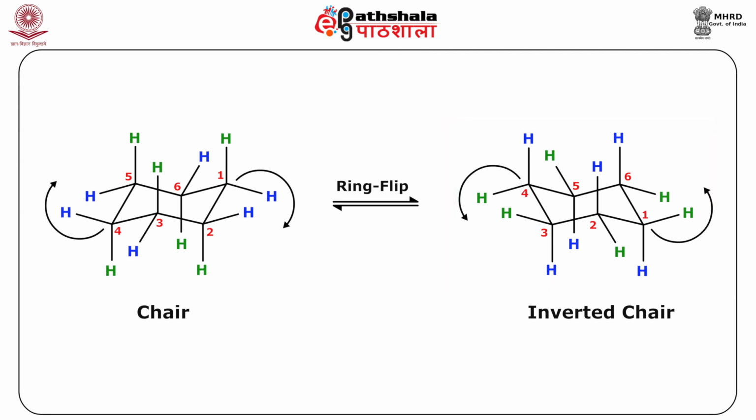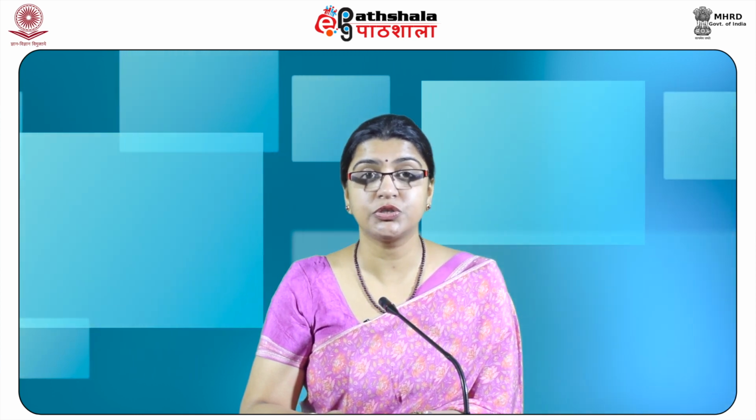The ring flipping is nothing but a rotation of a single bond in the molecule. An interesting point to note in this interconversion is that all the axial bonds in ring 1 become equatorial bonds in the inverted chair, that is ring 2, and vice versa. There are infinite conformations of cyclohexane of varying energies besides these chair conformations, and this is due to the rotation around carbon-carbon single bonds within the cyclohexane moiety.